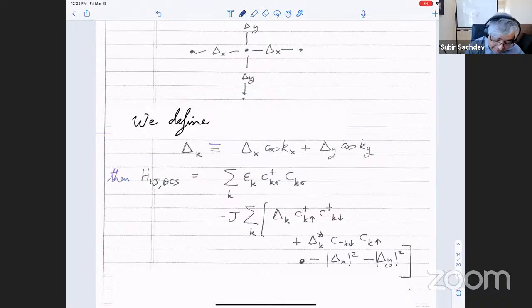Now, suppose I had on-site pairing, which we don't, then there'll be a term like delta 0, which will be a constant. This will be on-site pairing.